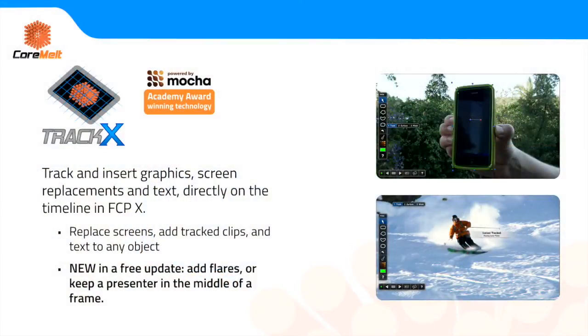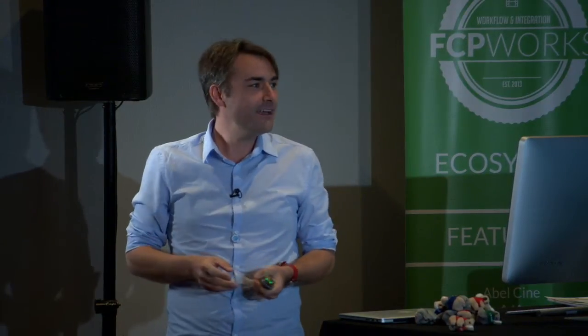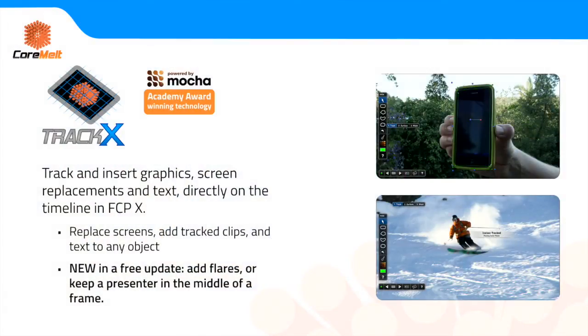We've also got TrackX. And TrackX is the same engine, but lets you add things to the shot. So if you want to do a screen replacement, you can do that without leaving the Final Cut timeline. If you want to add track text, so you track somebody walking through a shot, that's TrackX. And in the new free update, we've got added flares, so you can have a lot of fun with lens flares, and they're not all tacky. You don't have to think, oh, lens flares, it's the page curls of our current era. But no, they're actually nice. And you can also keep a presenter in the middle of the frame, which is really handy. If they were to move around, you can just make them stand stock still.